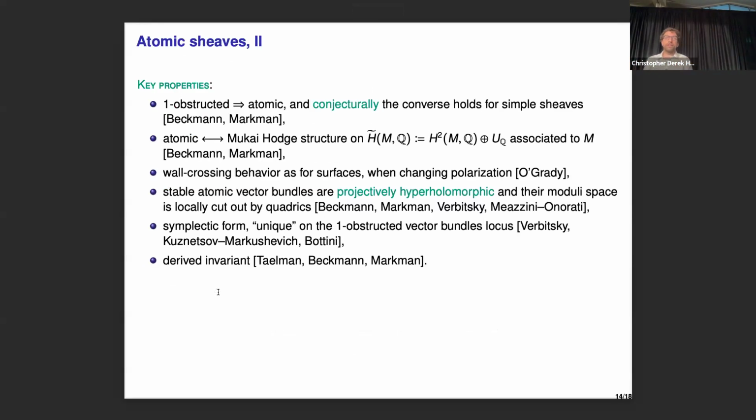The key properties are the following. If it's one obstructed, then it's atomic, and conjecturally the converse also holds, at least if you have simple sheaves. This is a result by Eyal and Beckman. Second, we saw the Mukai structure before. There is an analog one for hyper-Kähler.